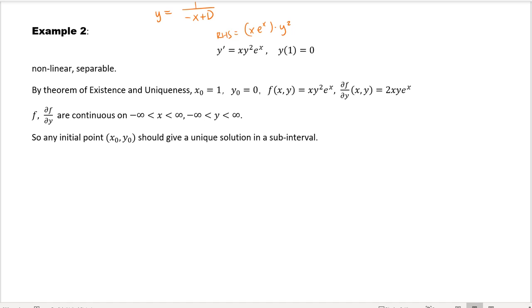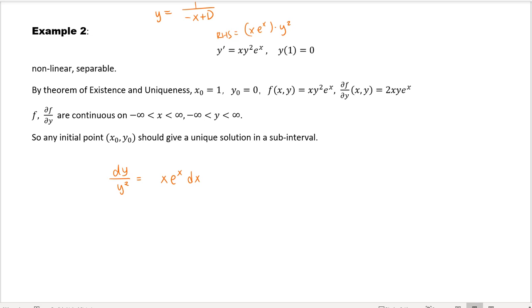By the theorem of existence and uniqueness, we can see x0 is 1, y0 is 0, and the right hand side is x y squared e to the x. Partial f partial y is 2xy e to the x. Because they're both continuous everywhere, we know a unique solution exists, right? So we can move the y squared to the left, so we have dy over y squared. On the right hand side, we have x e to the x dx.